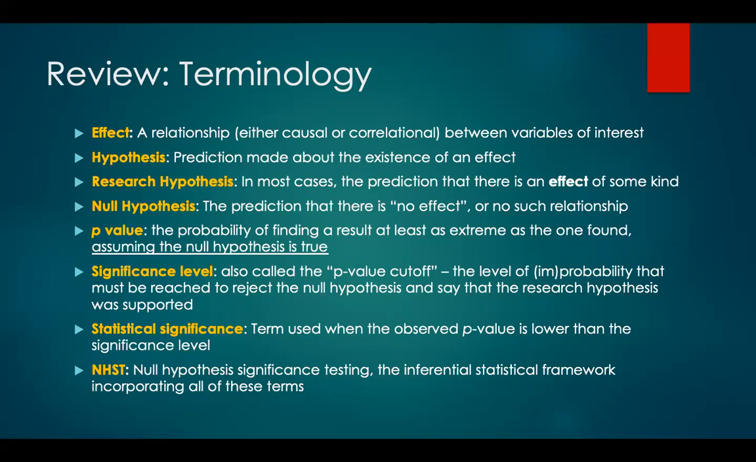And the significance level, also called the p-value cutoff, is the level of improbability that must be reached in order to reject that null hypothesis, and to say that the research hypothesis was supported. Statistical significance is the term used when the observed p-value is lower than the significance level. And NHST is null hypothesis significance testing, or the inferential statistical framework incorporating all of these terms.